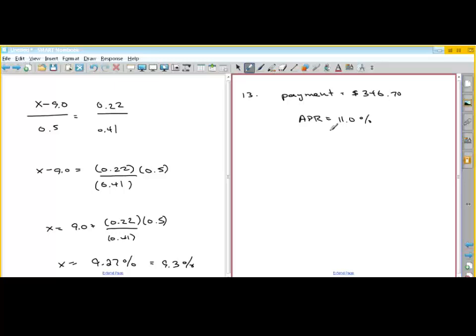And it says that there's 18 months remaining on the loan.